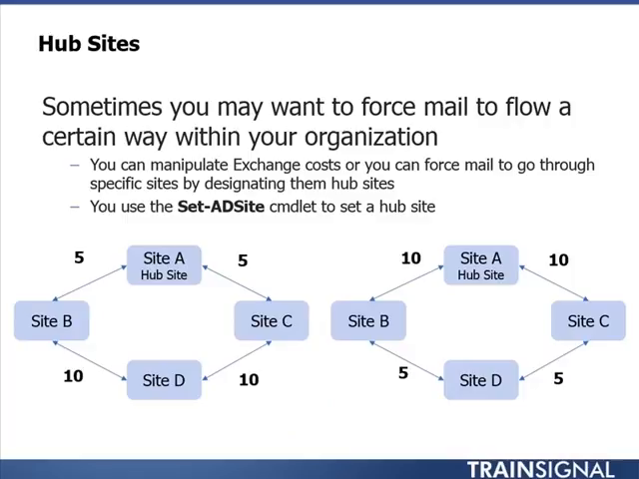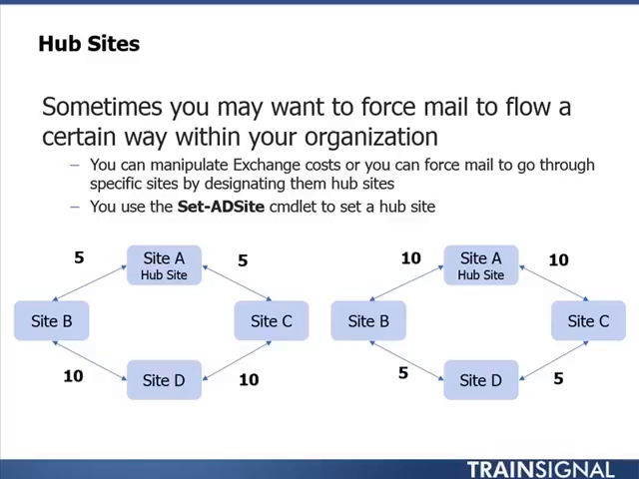Now, in addition to adjusting the various costs for how you want mail to flow, sometimes you may want to force mail to flow a certain way within your organization. So to do that, you can manipulate Exchange costs, or you can force mail to go through specific sites by designating them hub sites. To do that, you use the set-ADSite commandlet to set up a hub site.